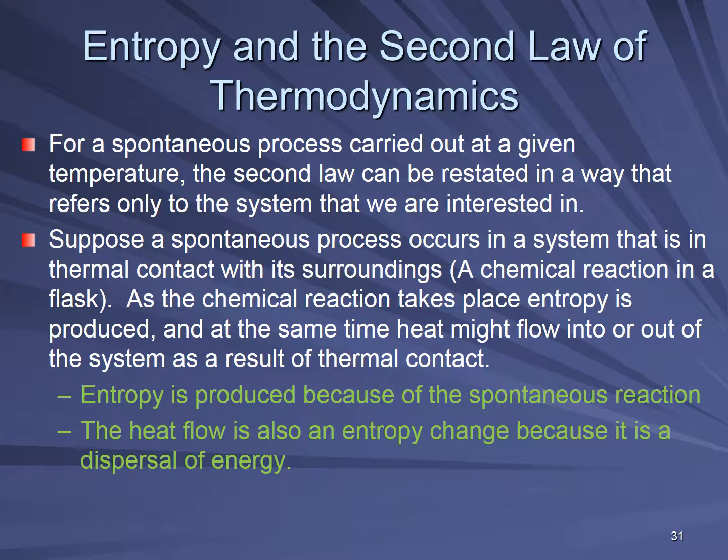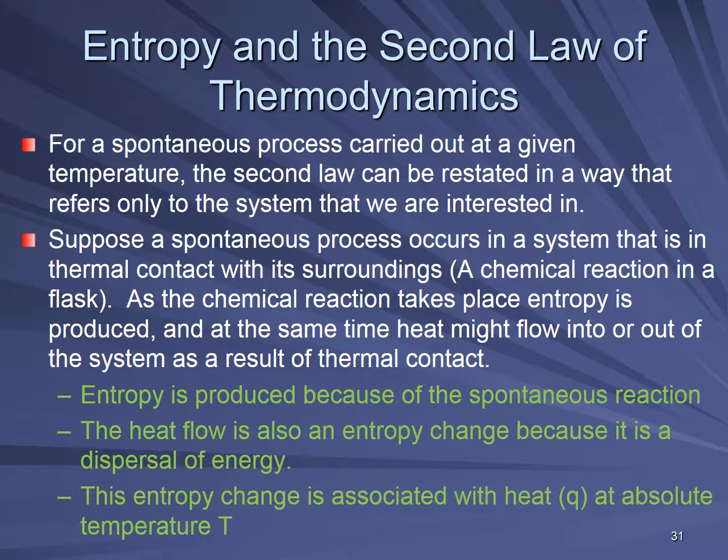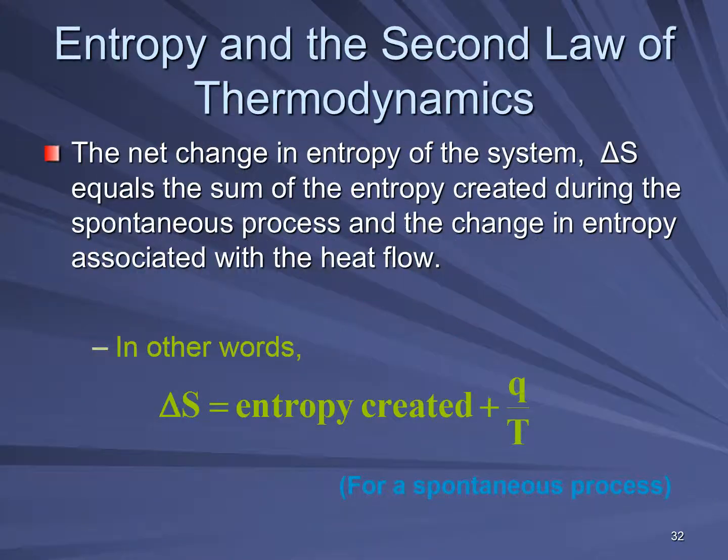The heat flow is also an entropy change because it's a dispersal of energy. And so this entropy change is associated with heat at a particular temperature. So it turns out that the change in entropy of the system, delta S, equals the sum of the entropy created during the spontaneous process plus the change in entropy associated with the heat flow, which is Q divided by T. So delta S equals entropy created plus Q over T for a spontaneous process.